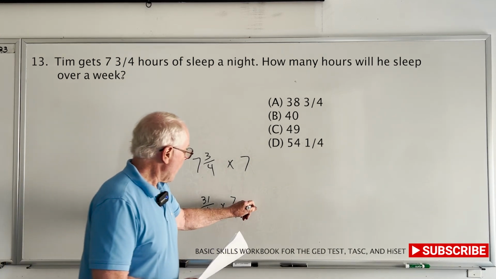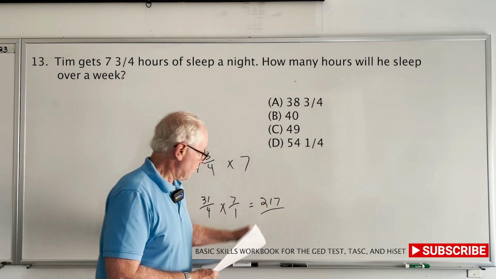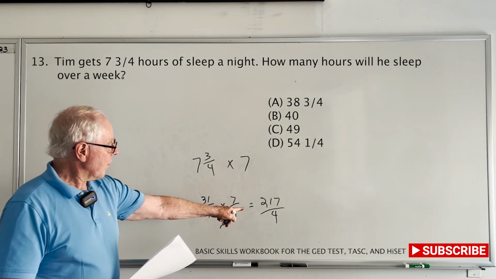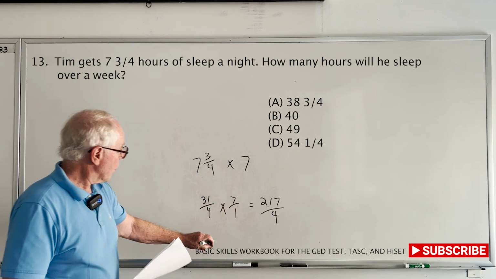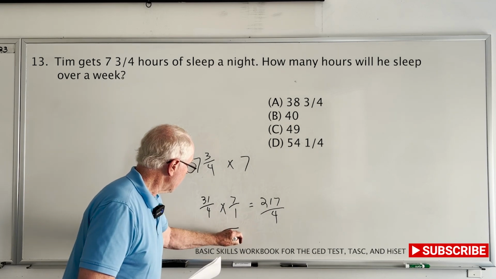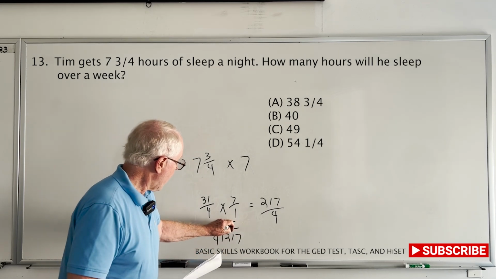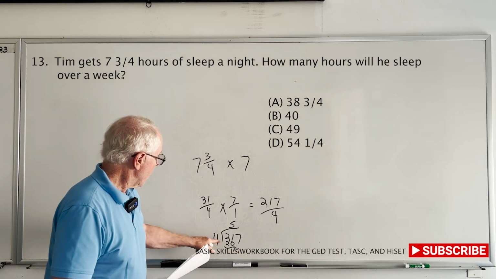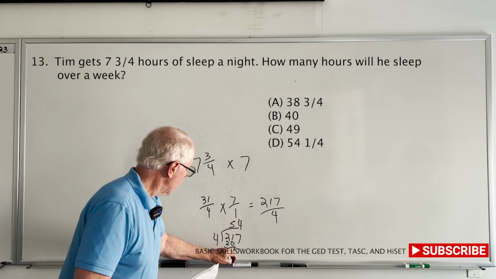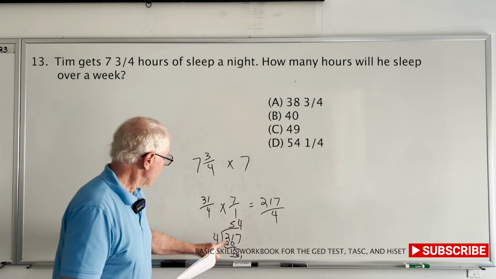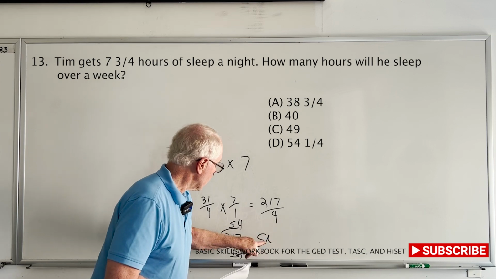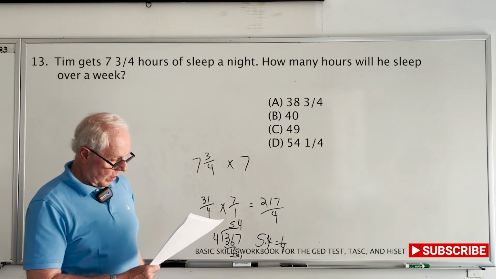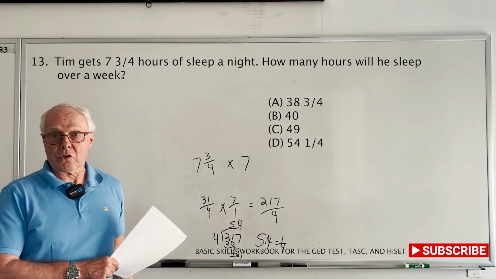Now we just have a simple multiplication problem. 7 times 31, I happen to know, is 217. 4 times 1 is 4. So now we're just going to do 217 divided by 4 to get our answer. Do that here. 4 goes into 21, 5 times. 5 times 4 is 20. Remainder 1. 4 goes into 17, 4. Remainder 1. 54 and 1/4, which is one of our multiple choice answers.